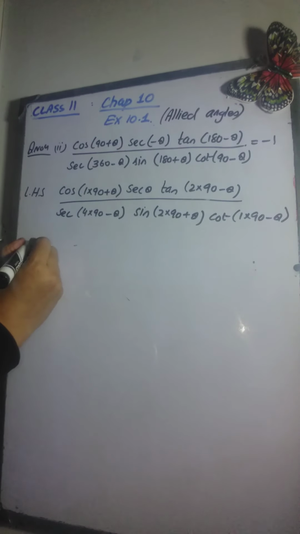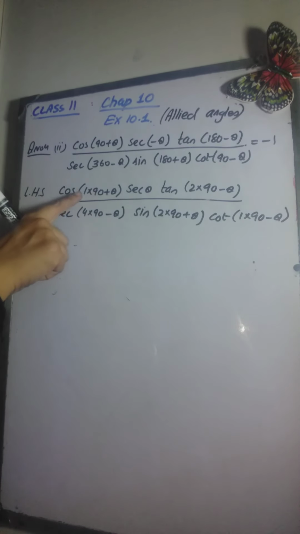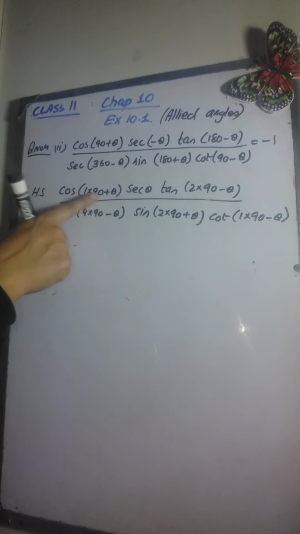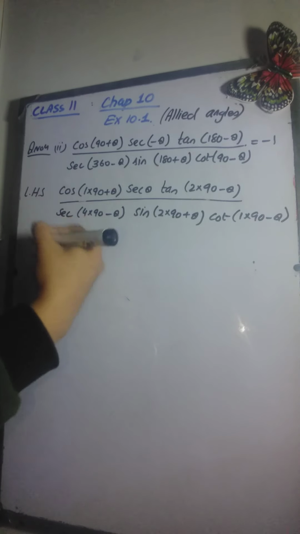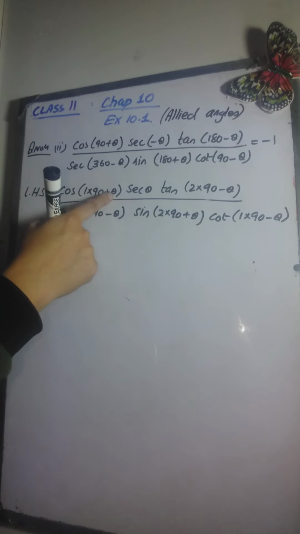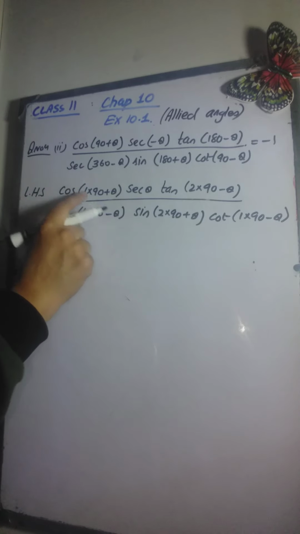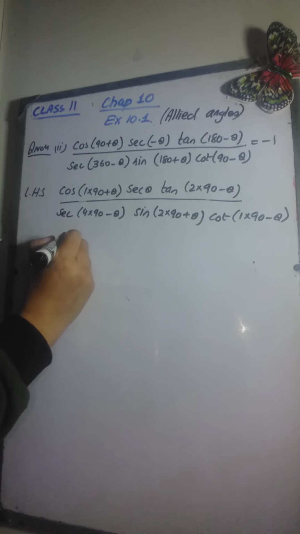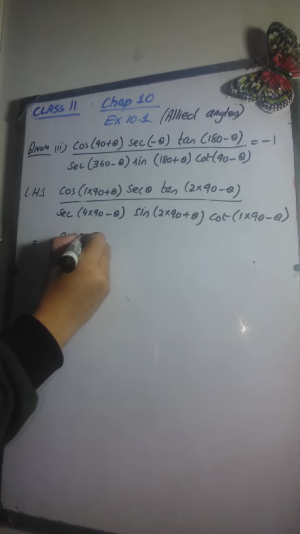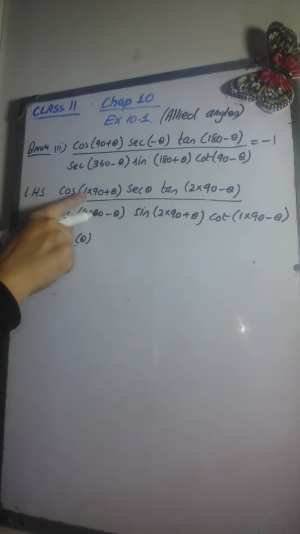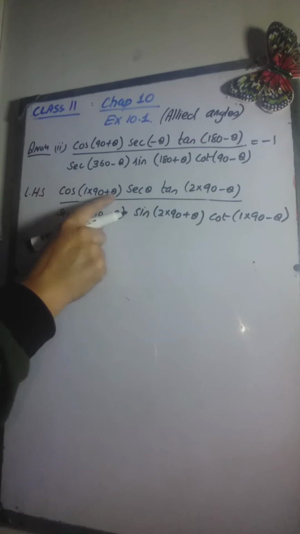Okay, now using the concept of the allied angles, we have the odd multiple over here. So 1 times 90 is an odd multiple, so cos will change to sine of the acute angle which is used over here. Cos of 1 into 90 plus theta will be sine of theta, and to determine its sign we have to find the quadrant in which this angle will lie.